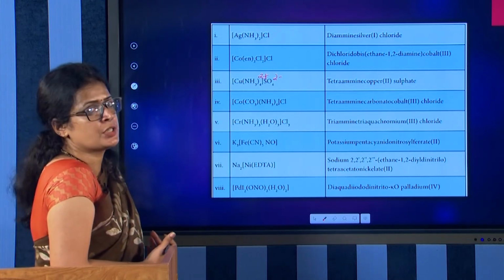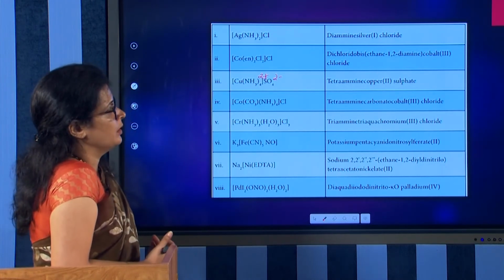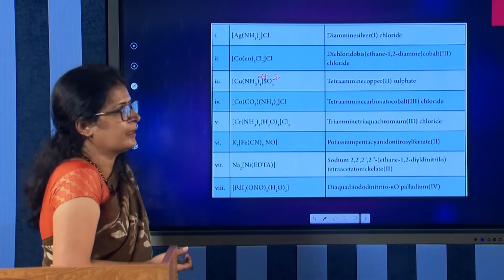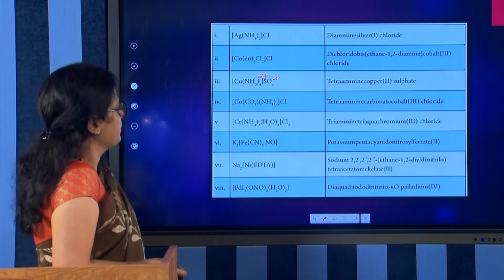Copper is having an oxidation state of +2. So it is tetraamminecopper(II). Outside the coordination sphere it is the sulfate ligand. So it is just sulfate.